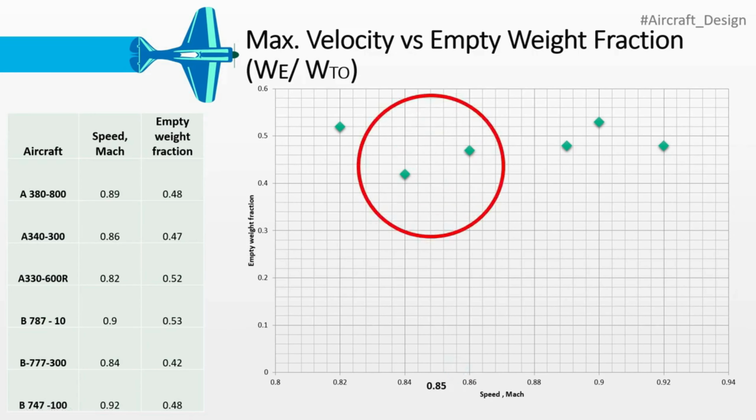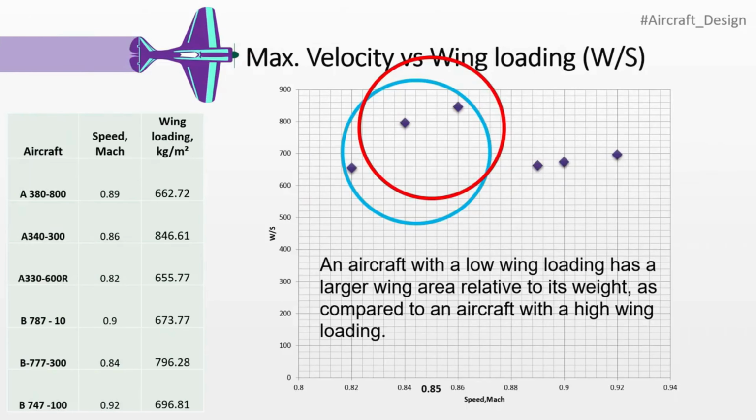I will draw a circle around 0.85, then draw a vertical line along the center of the circle, and from that point a horizontal line to the y-axis. The value that comes along the y-axis is my optimum empty weight fraction.